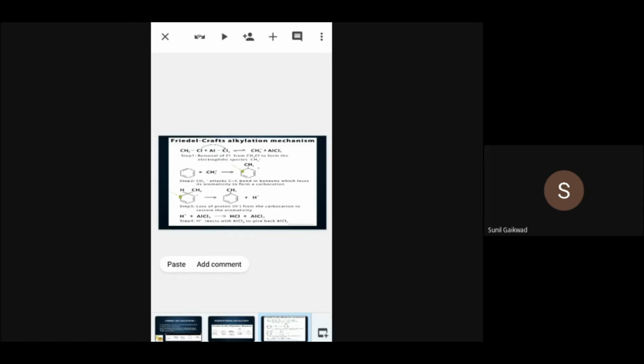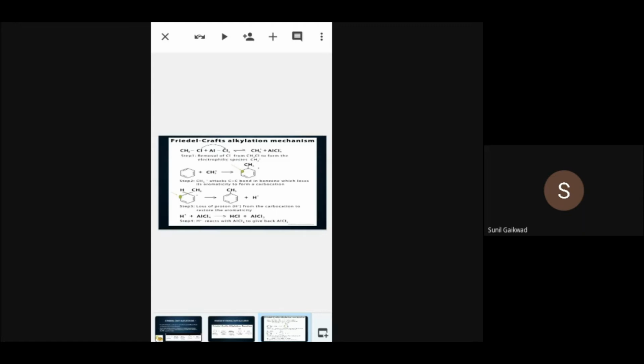Firstly, the benzene had a double bond there, but that double bond got broken up, and the CH3 got attached. There was a double bond, and now it got broken. So in step number two, CH3+ attacks the C=C double bond. There was a double bond in benzene, which loses its aromaticity to form a carbocation.